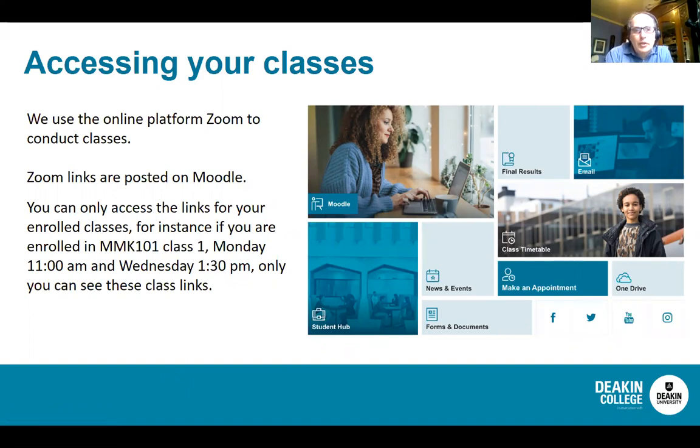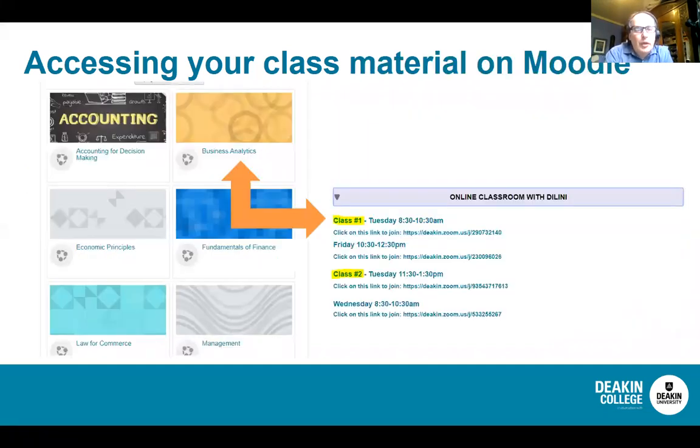This is the student portal. Once you log on to Deakin College's website, you'll go into the student portal, and on the left hand side you can see Moodle. When you click on Moodle, that will take you into your courses, the units that you're enrolled in. If we go on to the next slide, I'll be able to show you that.